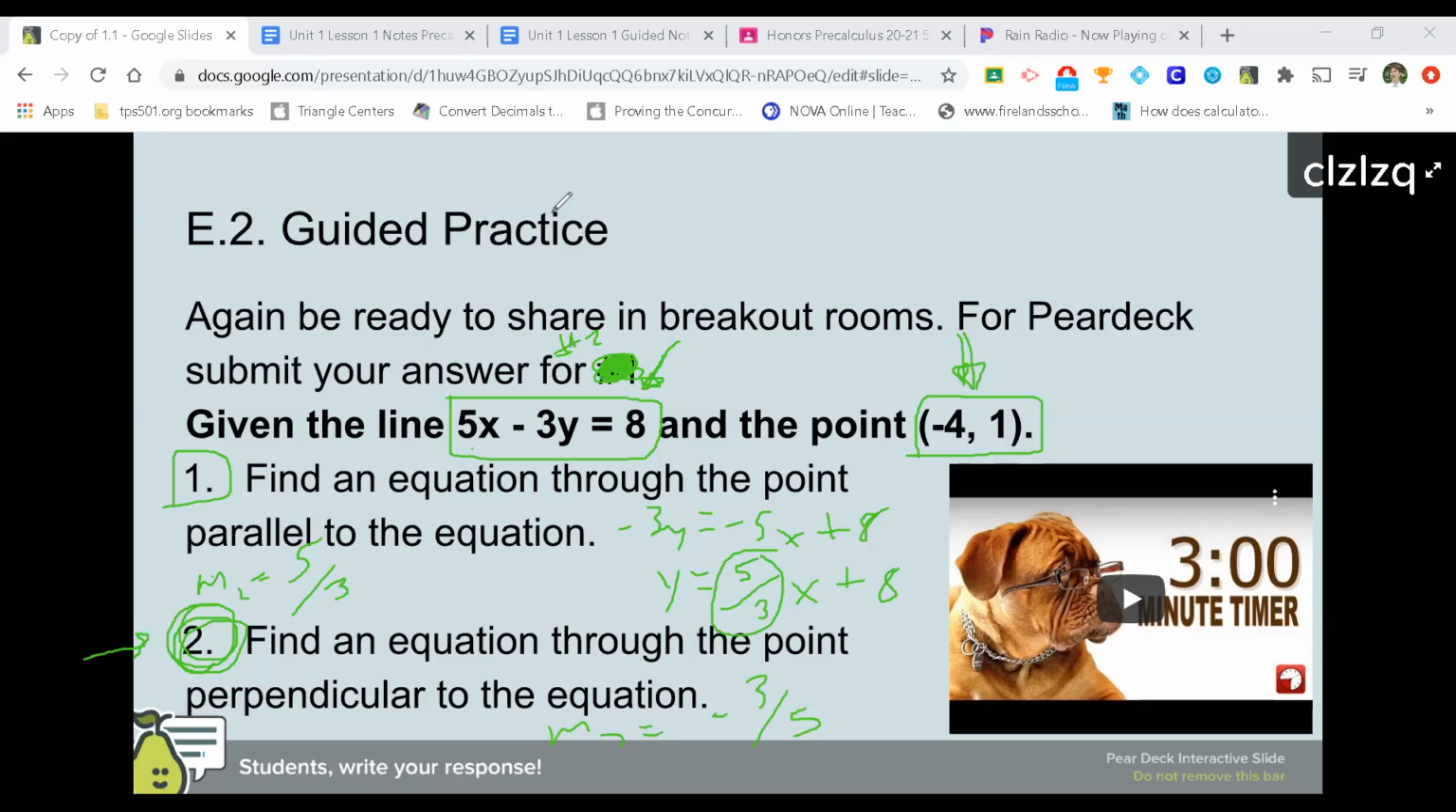Everyone is actually doing a great job of writing things in point-slope form. The form that you're writing in is great. I'm really impressed by that.